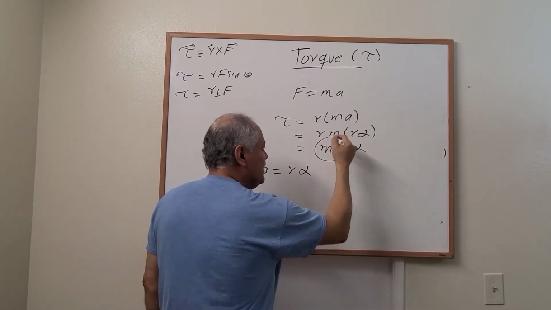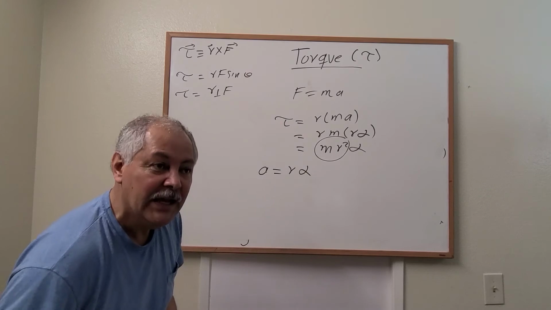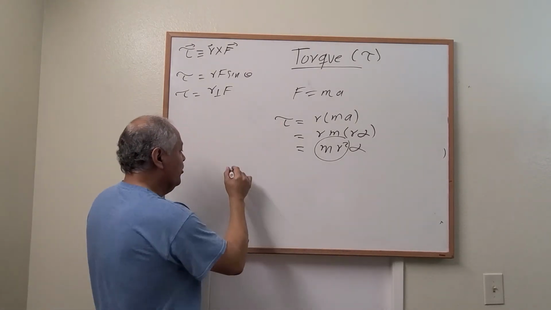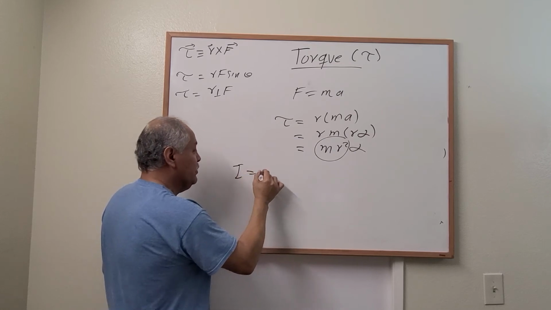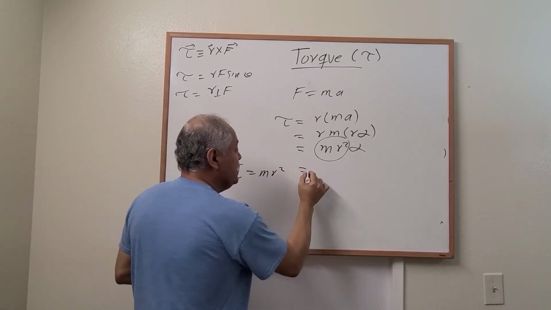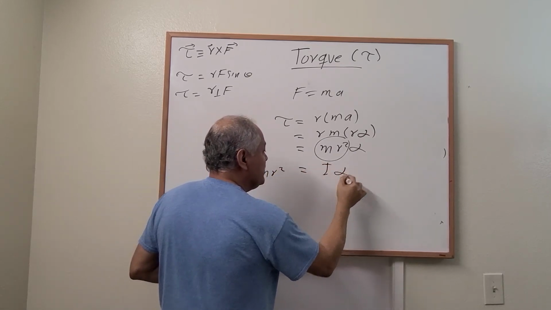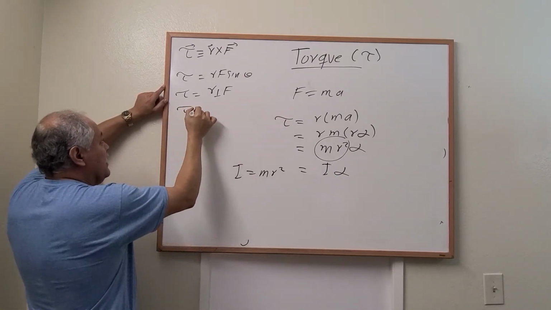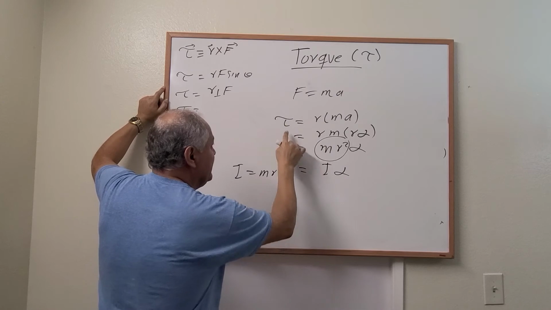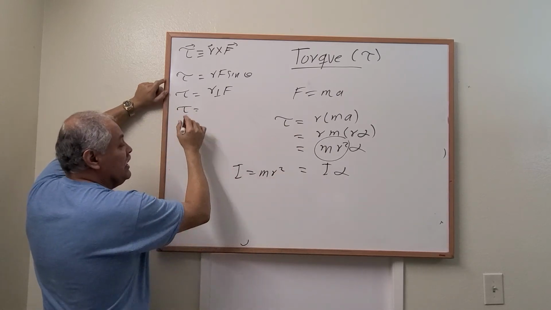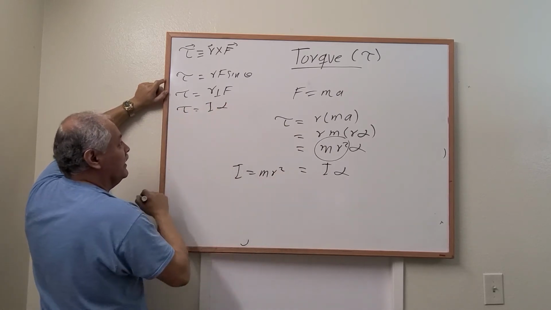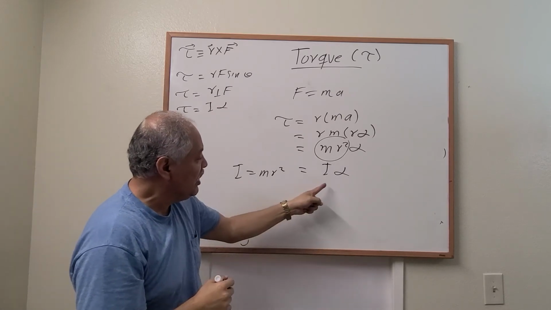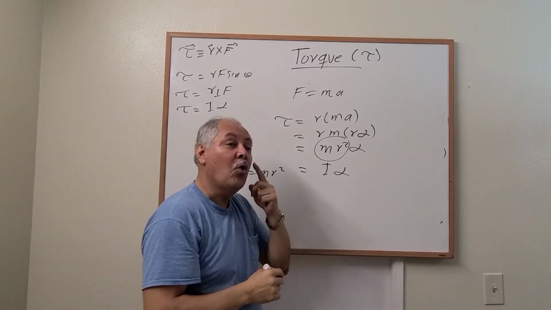We are already familiar with this quantity, right? This quantity is the moment of inertia. Remember, the moment of inertia for one particle is equal to m r squared. So this equals the moment of inertia times alpha. So we have another quantity that gives us the same torque, which is moment of inertia times alpha.